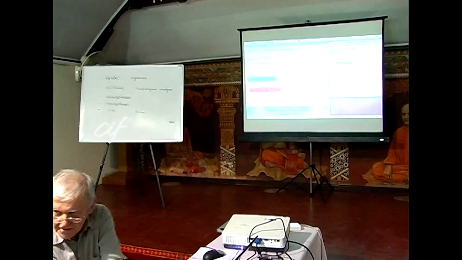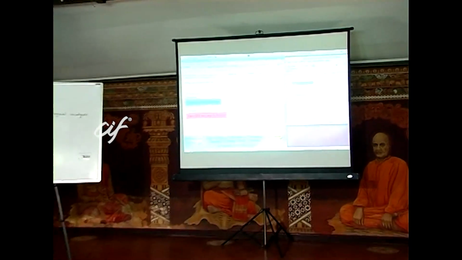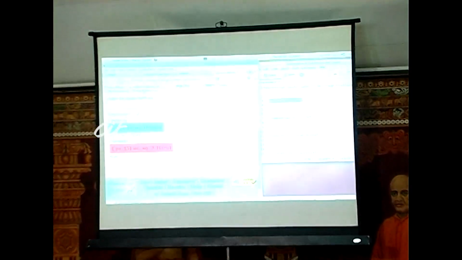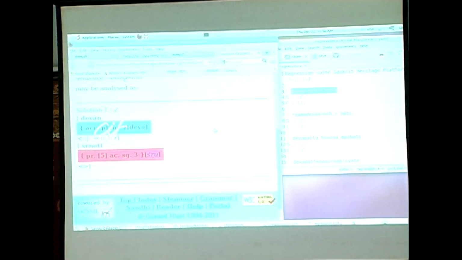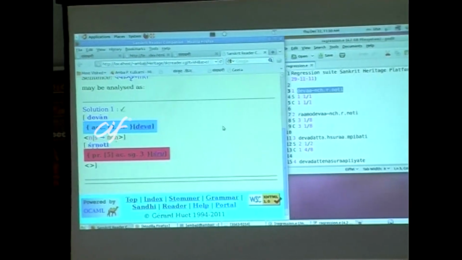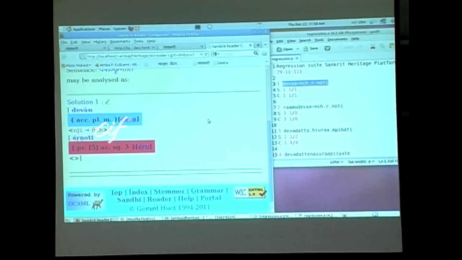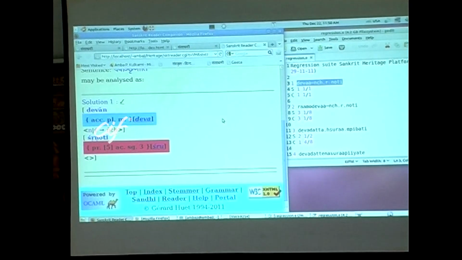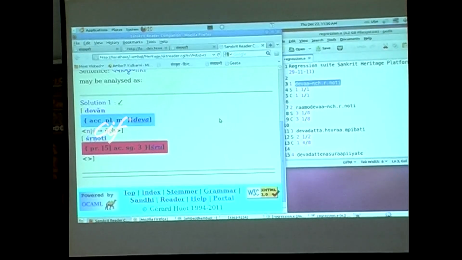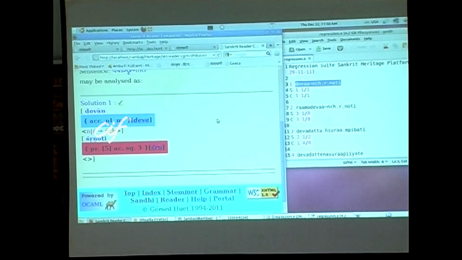With morphology analysis, it says it's accusative plural masculine. Can you translate in the... Yes, it is Dvitiya Pullinga Bahuvachan. Accusative is Dvitiya, plural is Bahuvachan, and masculine is Pullinga. And we can have the Devanagari interface to this very easily. It's just a few days' job.